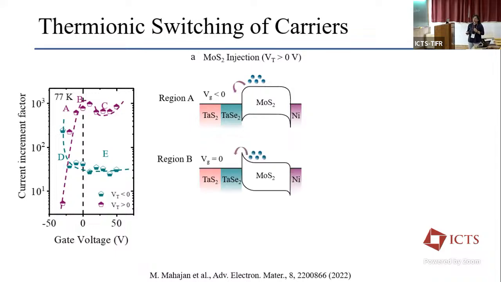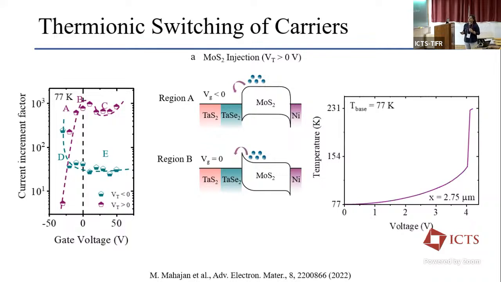For Vg almost equal to 0, which is region B, they see a thermionic barrier and we see a very high sensitivity towards the current, and there is a high current jump as well. So we tried to simulate the temperature at this point, and we found that for a base temperature of 77 Kelvin, at a certain very high bias, the temperature of the channel could reach as high as 230 Kelvin.